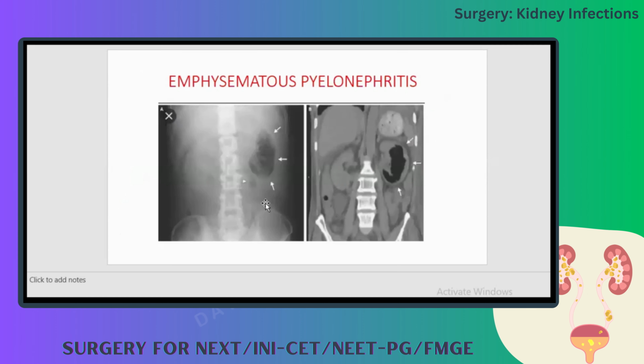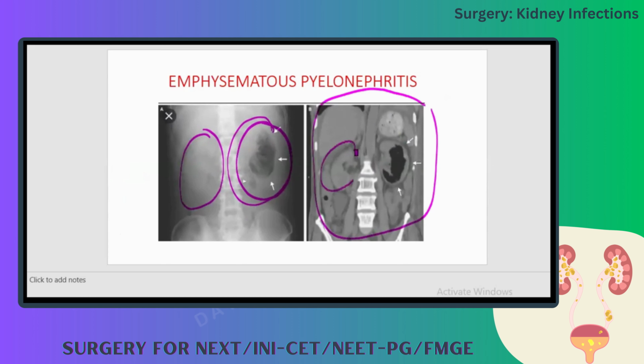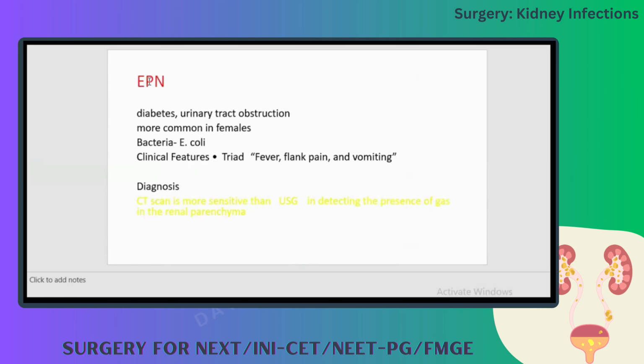See here. What is this? Gas-filled kidney, gas shadow. The normal kidney will look like this, normal renal shadow. It is replaced by gas. This is an image-based question. And here, what is this? This is a CT. Here also, the kidney is replaced by gas. Gas-forming organisms are there. It is most commonly seen in diabetes, urinary tract obstruction, more in females, and the most common bacterium is E. coli.